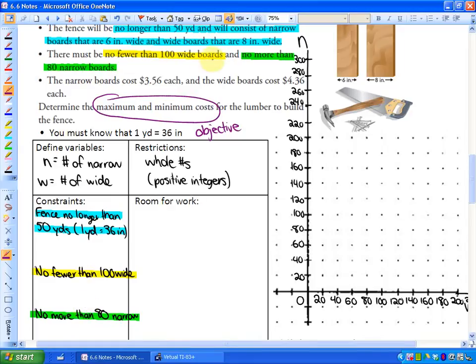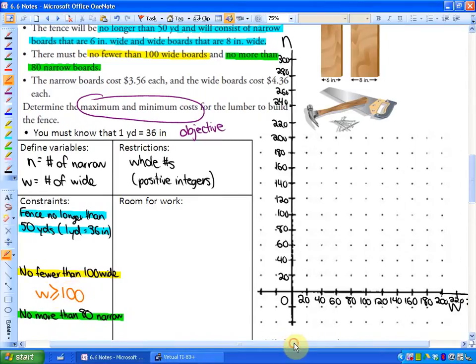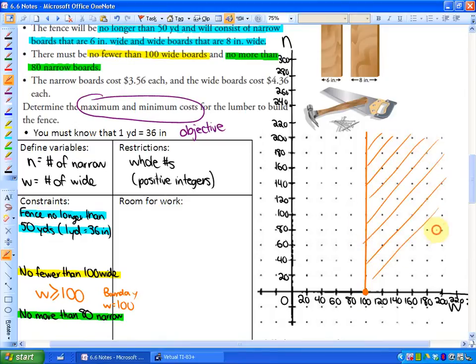So no fewer than 100 wide boards. That would be this right here, that wide boards have to be more than or equal to 100. And if I was to draw that constraint, the boundary would be where wide boards is exactly 100. So boundary is where wide is exactly 100, and wide is exactly 100 right here. And if it's more than, it's no fewer than 100, it's actually going to be this region here. They're allowed to have more than 100. They're not allowed to have any fewer than 100. So that's that constraint here.